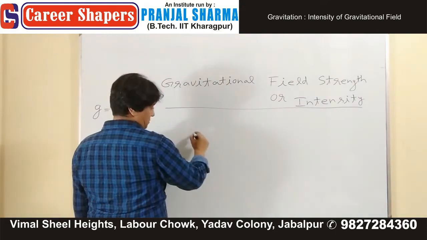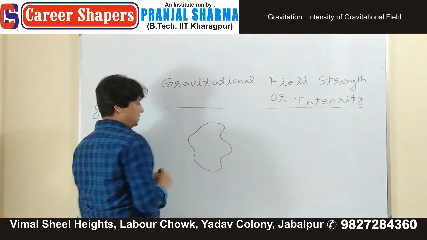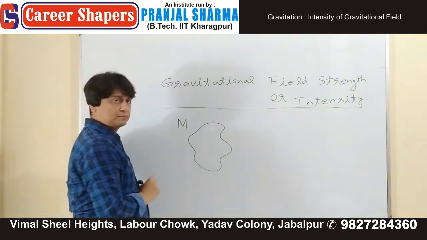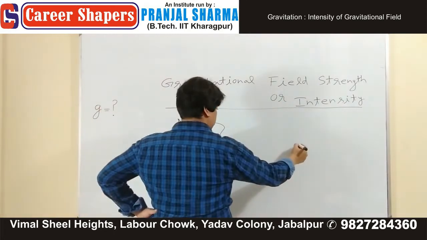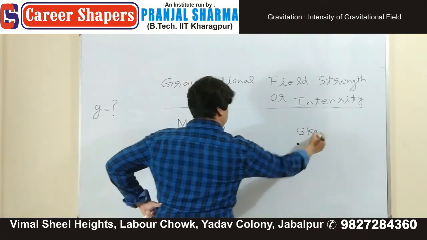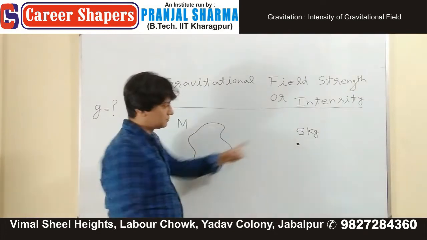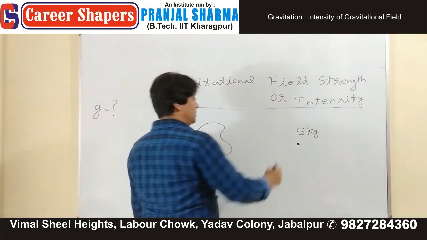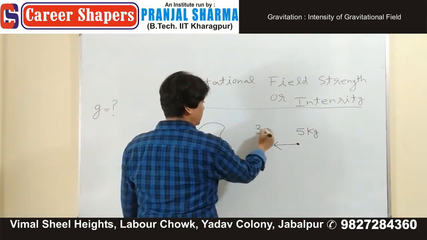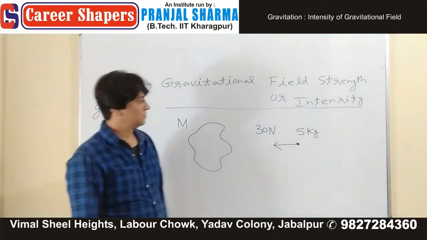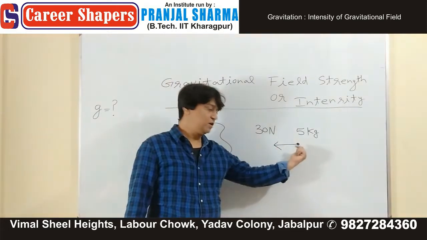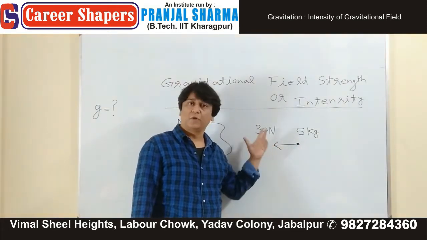Suppose we have a body, any random body. Let's say its mass is m. Now, if you place a point mass of 5 kg at some distance, what you observe is that the force of attraction on this 5 kg was 30 newtons. This big body of mass m was attracting this 5 kg towards itself, and the force of attraction was what? 30 newtons.